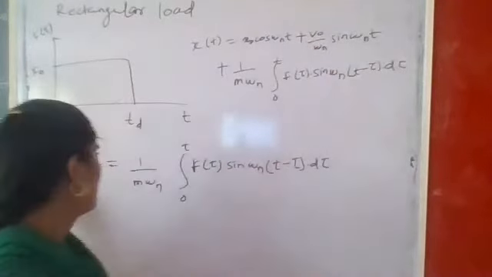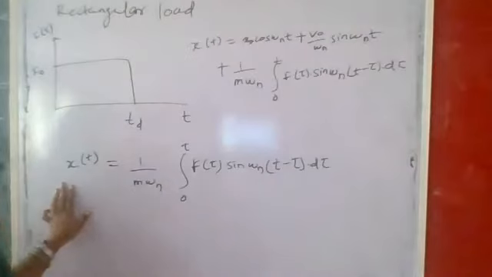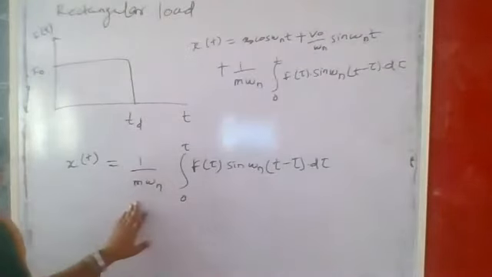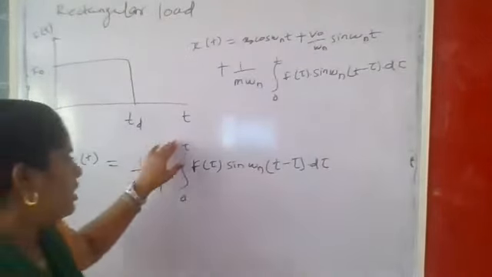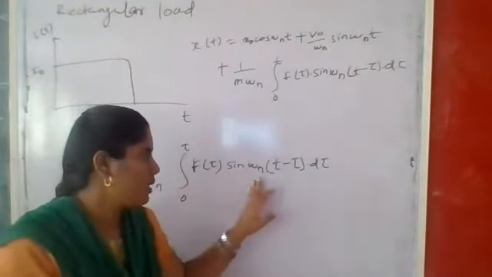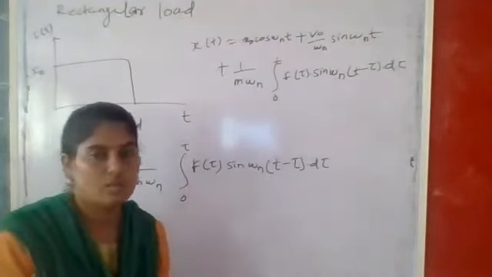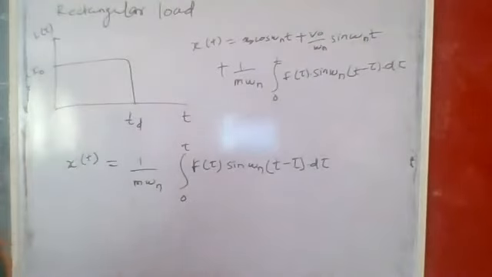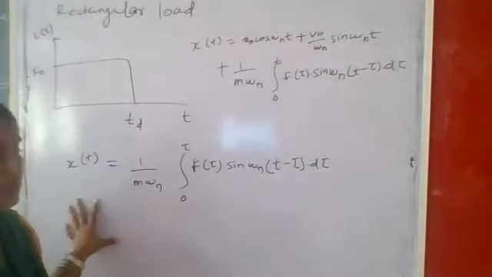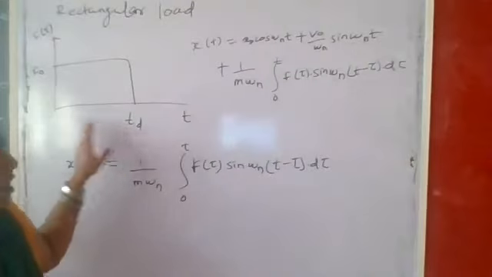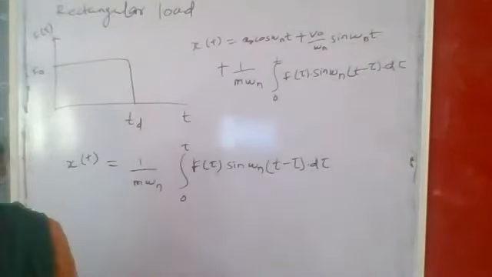So our equation of x of t will become x of t is equal to 1 upon m omega n into the integration from 0 to t of f of tau into sine of omega n into (t minus tau) with respect to d tau. So now we have to solve this equation again with respect to time period td and with respect to time period t.